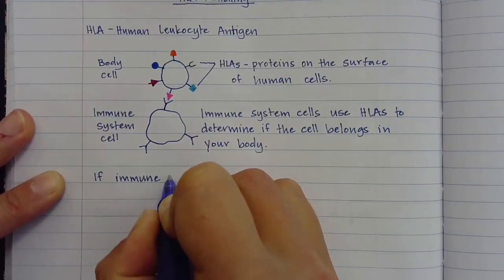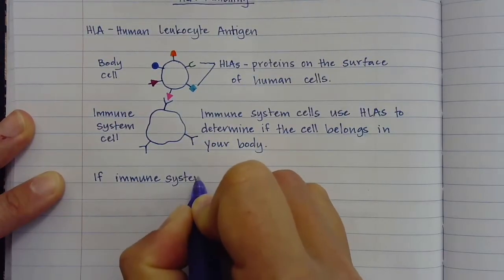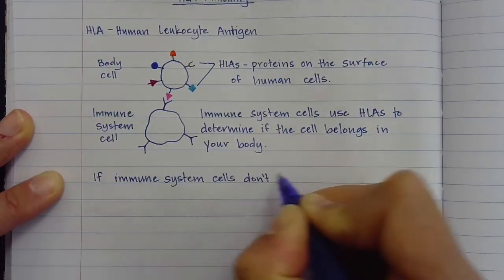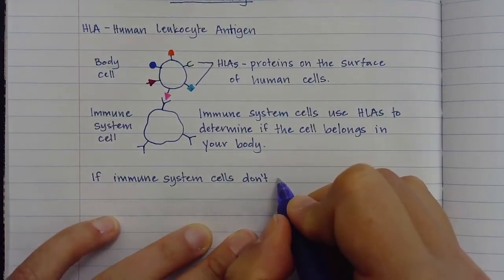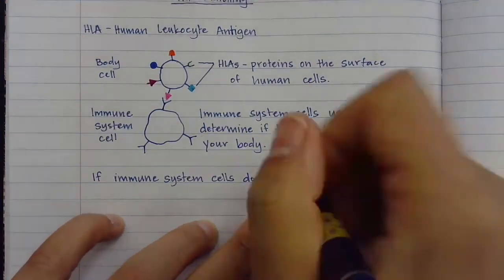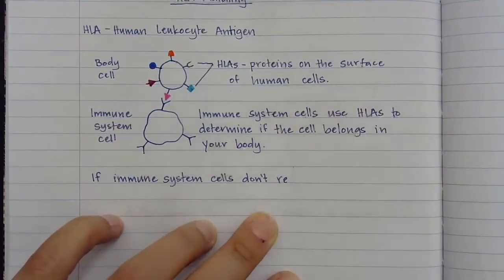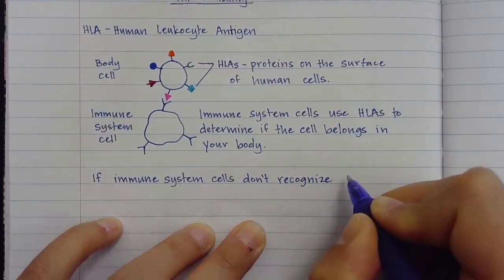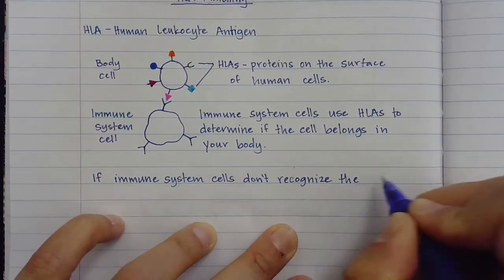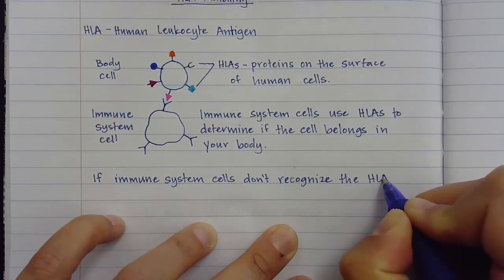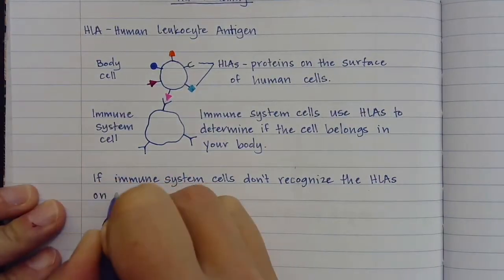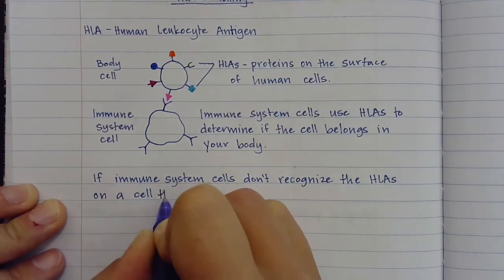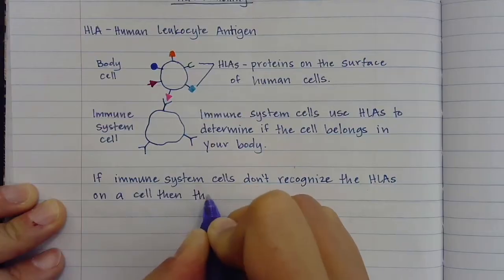So if immune system cells don't recognize the HLAs on a cell, then they will destroy it.